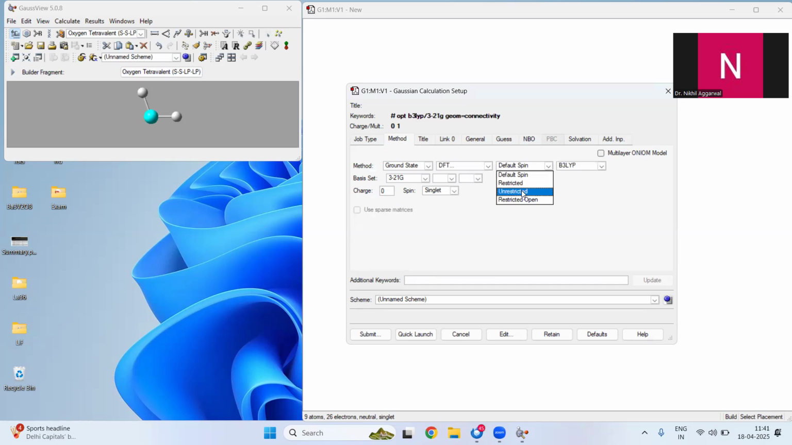If you are working with a system wherein all the electrons are paired, go with the restricted model. If you are not sure whether in your system the electrons are paired or unpaired, leave it default. The software will predict it automatically and will do the calculation for you. So my recommendation, always keep this option as a default spin, because for a giant molecule, you never know whether the electrons are paired or unpaired. Let it be default spin. Software will automatically do the job.